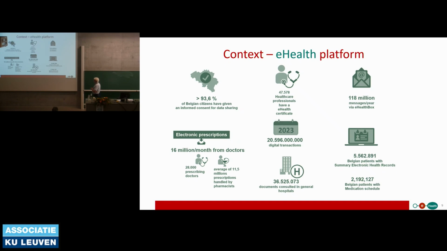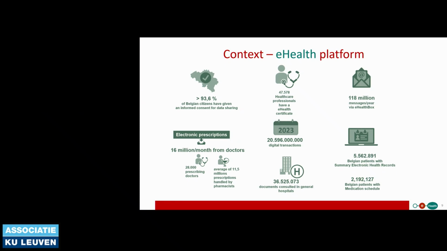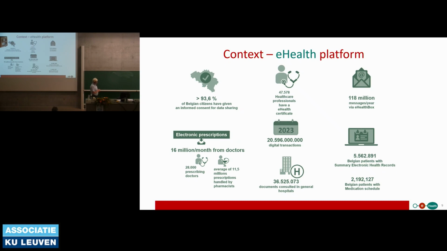The system is based on consent. We only share data when the patient agrees to do so, and 93.6% of the Belgian citizens have given their informed consent to do it. So it's a system that is really used. You also see that we have electronic prescriptions for drugs, for other types of services. We have an electronic summary, electronic health record for half of the population. That's our main data that are available on allergies, on medication scheme, and so on. They are available in vaults. I will explain it later on.